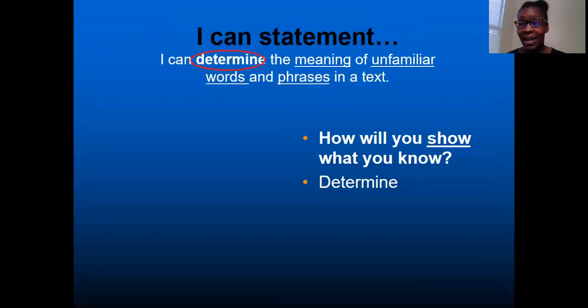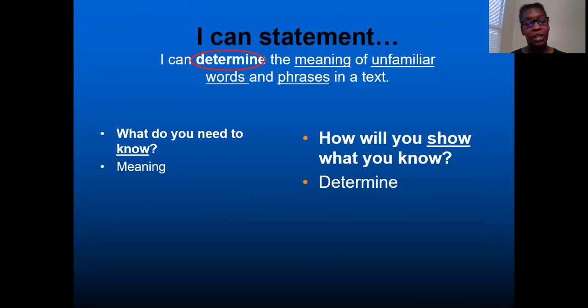All right, so our I can statement for this lesson today is I can determine the meaning of unfamiliar words and phrases in a text. Of course, we know we circle our verbs and we underline our nouns. So what we need to know is the word meaning. We also need to know what phrases are. We know phrases are a group of words that are put together.